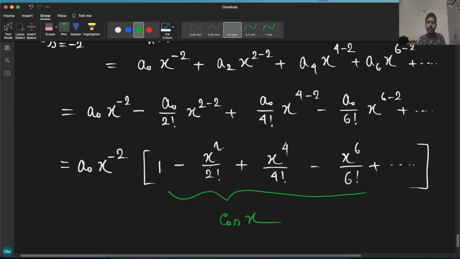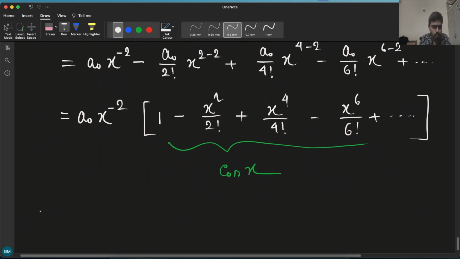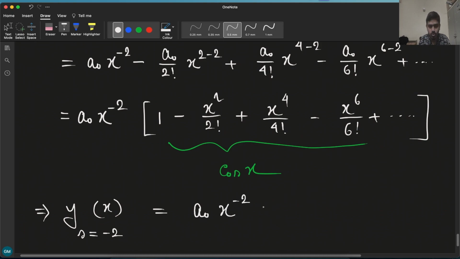You can see all the even power terms are there because cos x is an even function. So the power series solution for s equals minus 2 is a0 x to the power minus 2 times cos x, or a0 cos x divided by x square.